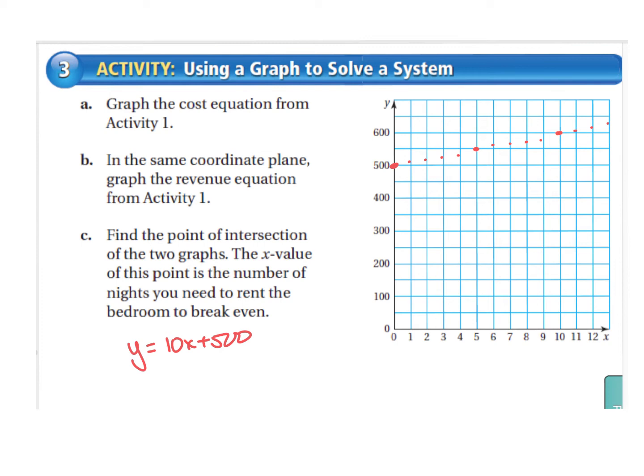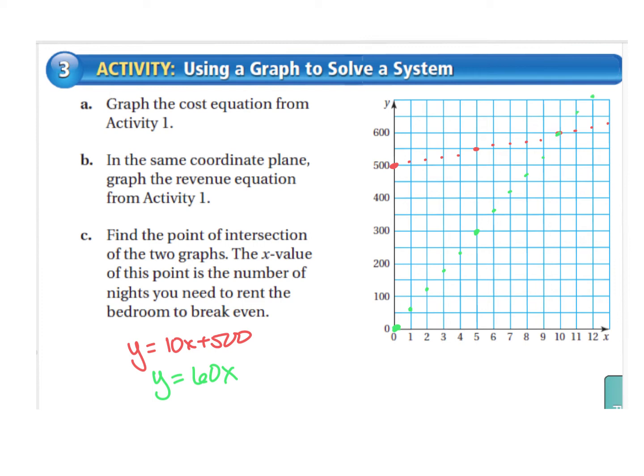Then we're going to graph our second equation, which was our income or our revenue, y equals 60x. So again, that starts down here at 0 because we do not have a starting point. We don't have a y-intercept, or we do at 0. And we're going to go up by 60. So there's 60, 120, 180, 240, 300. I'm just kind of making guesses here. It's going to be close. And then we're right there.